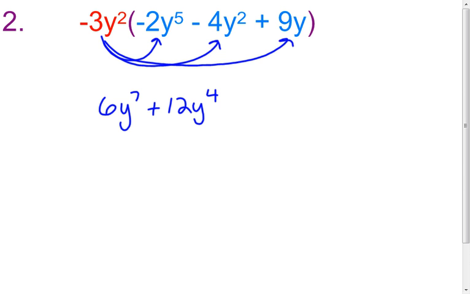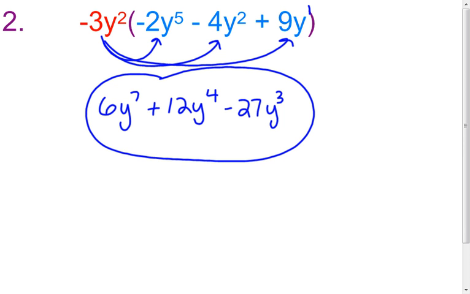Negative 3y squared times 9y would be negative 27. Y to the, be careful because there is a 1 right there. So I have y to the 2 plus 1, which would be y to the 3rd power. If I look for like terms to combine, meaning I have terms with the same base and the same exponent, I don't have any, so this is my answer.